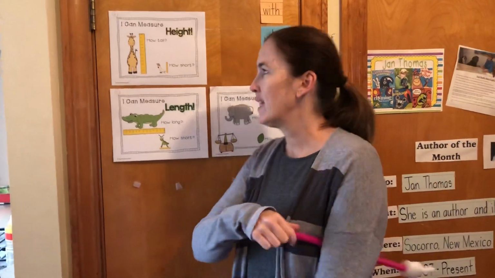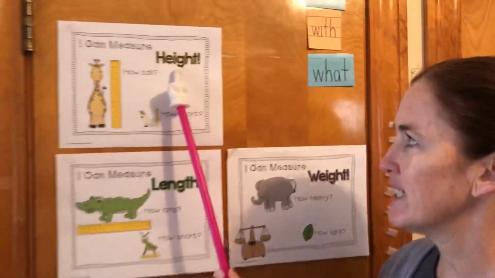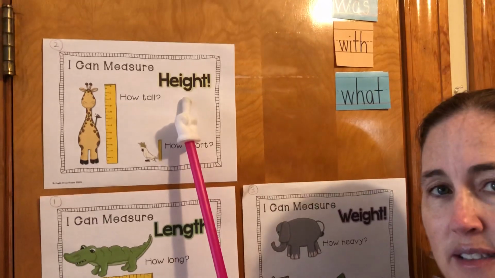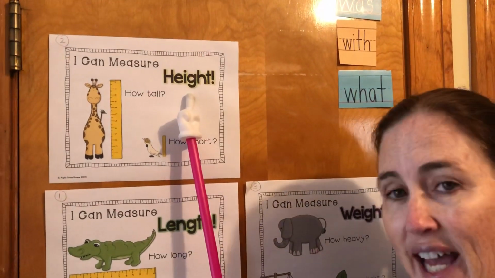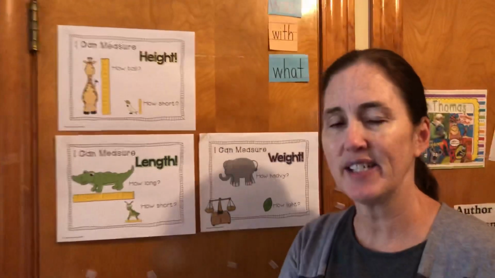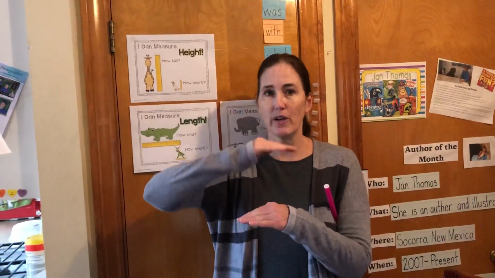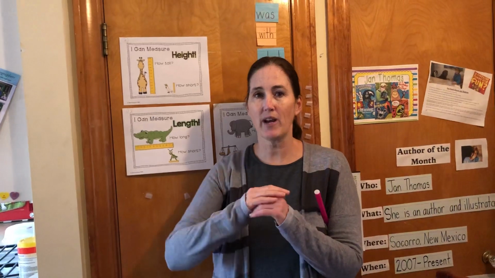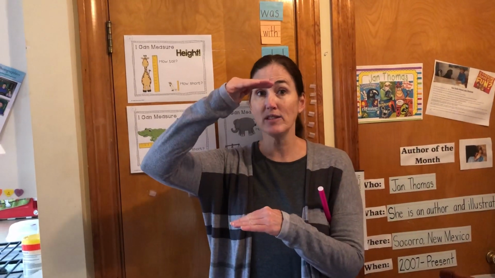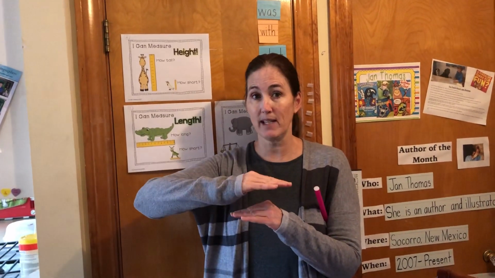Good job. Then we learned about this one. Does anybody remember what that one's called? Right, it's called height. And height told us how tall something is or how short something is. You try it. Height tells us how tall something is or how short something is.